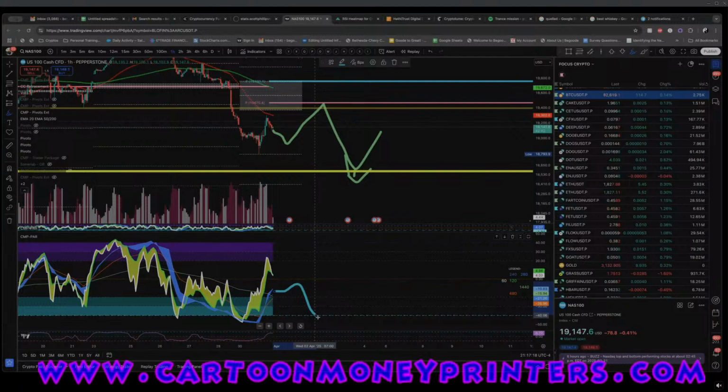Because that's going to come down. Maybe it comes down here. I don't know exactly. This would be ideal, but maybe it falls short of that and then starts to turn up. So right here you've got your bull div: higher high, lower low on the price.